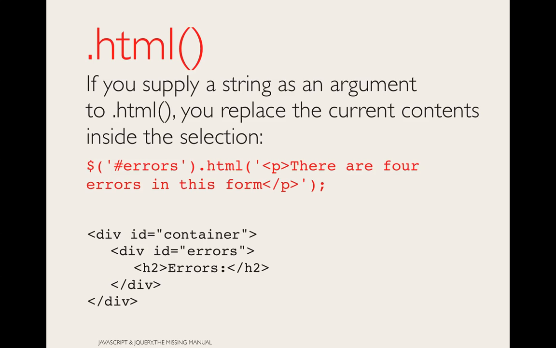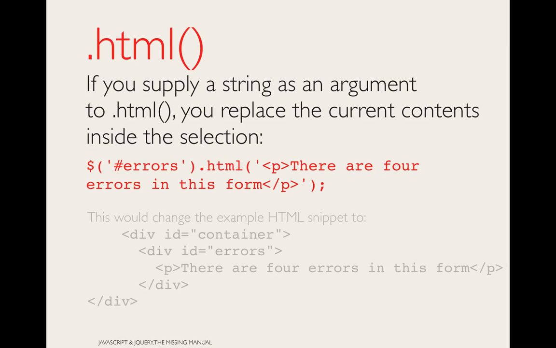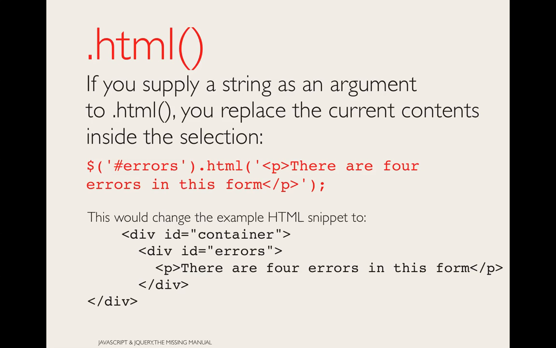So here we're going to say, hey, there are 4 errors in this form, and it's going to replace all of the HTML in the errors ID, at least the div that has the errors ID here, with there are 4 errors. What this looks like as a result is this. And it just replaced all that. It's like innerHTML in the normal JavaScript command that we've been using in our first example this week. So .html is kind of the jQuery version of this.